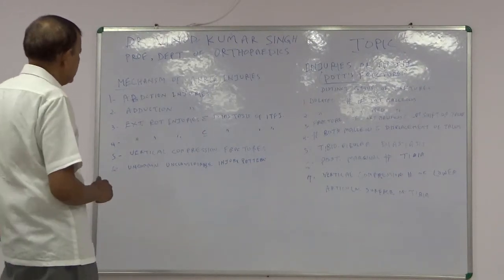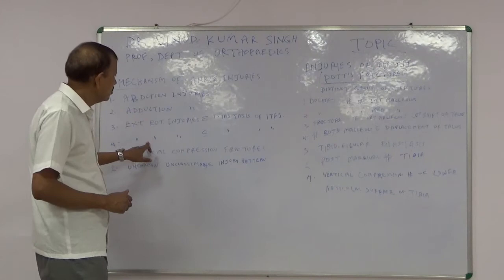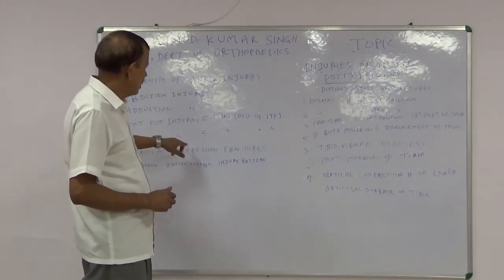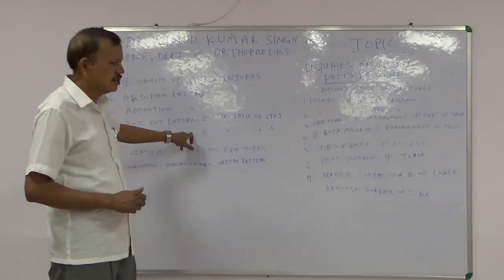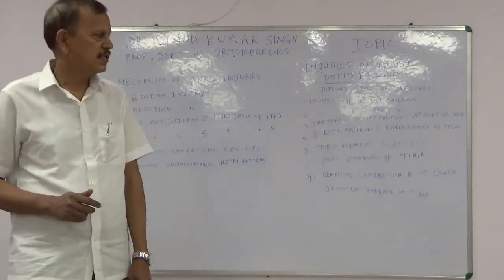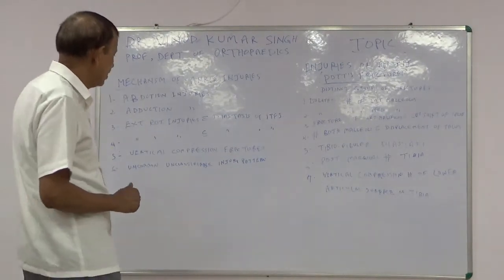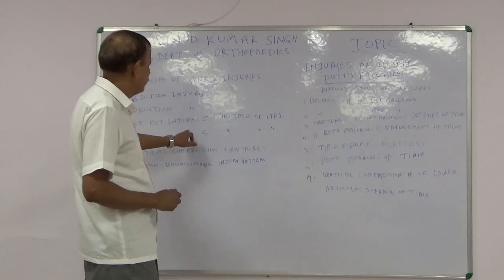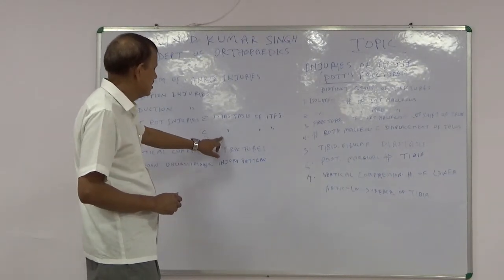Next, the external rotational injury without diastasis. Here the tibiofibular syndesmosis joint is intact, and the first structure to fail is not the medial one, but actually the lateral structure, the fibula, fails first.